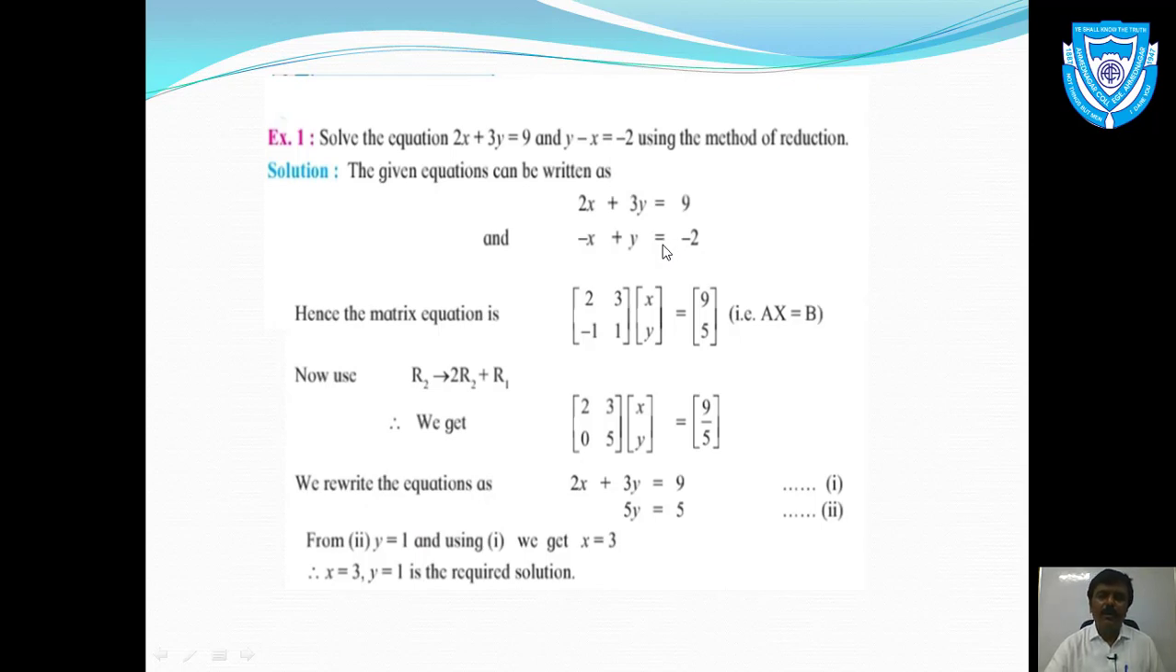Now after rewriting the given equations we'll convert them into Ax equals B form. Now what is capital A? The matrix of coefficients, that is 2, 3. See the first row 2, 3. Coefficients in the second row are minus 1, 1, into x, y, which is equal to, at the right hand side, 9, 5, that is the matrix of constants, that is 9 and 5.